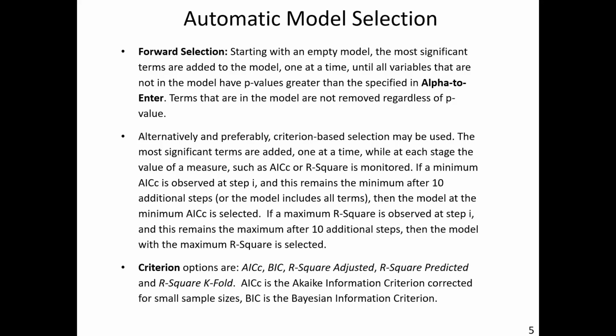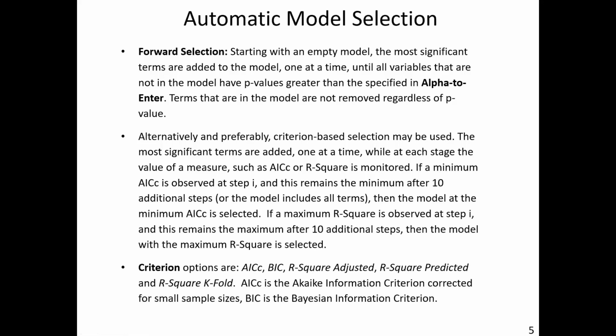So what happens is the most significant terms are added one at a time, while at each stage the value of a measure such as Akaike's information criteria or R-square is monitored. If a minimum AICC is observed at a particular step, and this remains the minimum after 10 additional steps, or you hit the wall where all terms are in the model, then the model with the minimum AICC is selected.